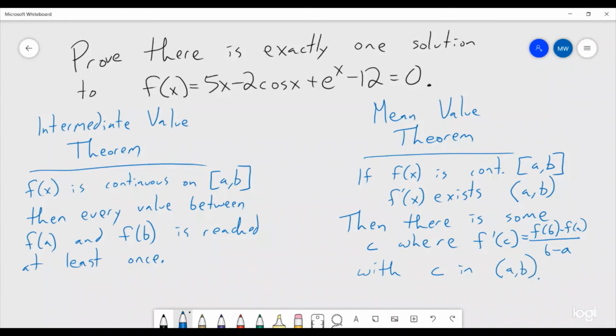So we need to use both of these in order to prove there's exactly one solution. The way we can do that is the intermediate value theorem can be used to show that there's at least one solution, and the mean value theorem can be used to show that there is no more than one solution. So we are going to use both of these facts in order to prove this problem. So let's go through and do it piece by piece.